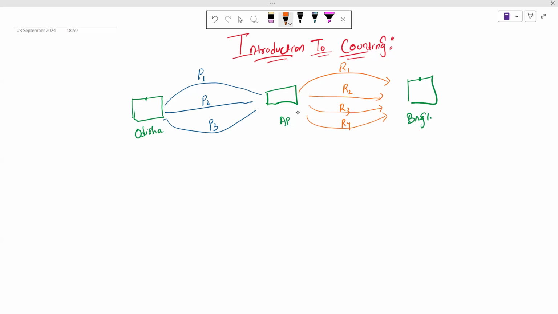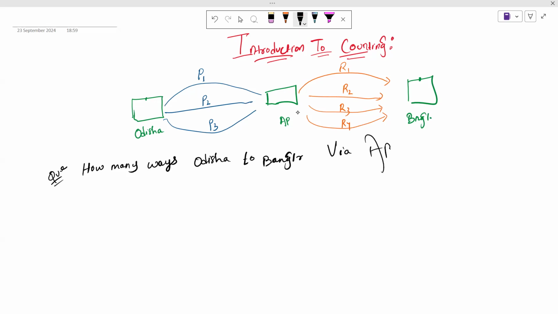Now the question is, how many ways are there from Odisha to Bangalore via Andhra Pradesh? That is the question. Here, let Odisha stand for O, Andhra Pradesh stand for AP, and Bangalore stand for B.